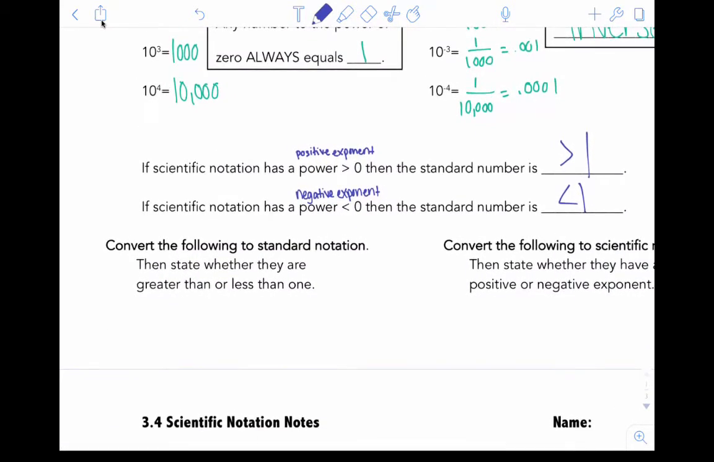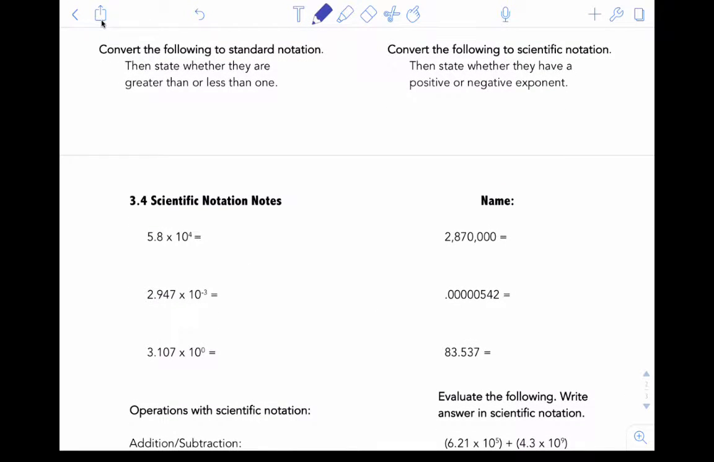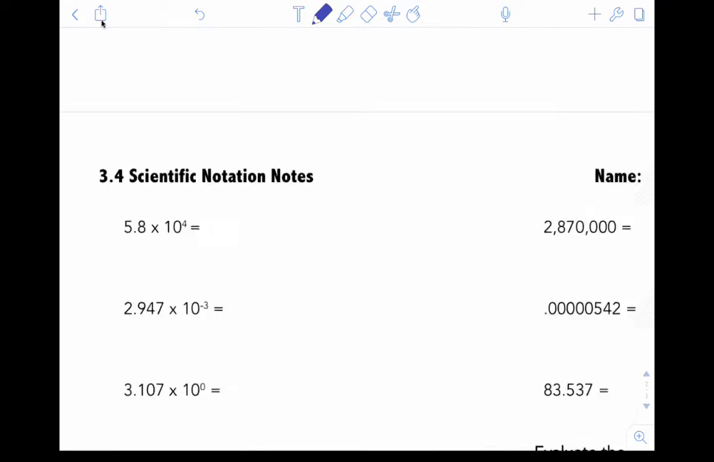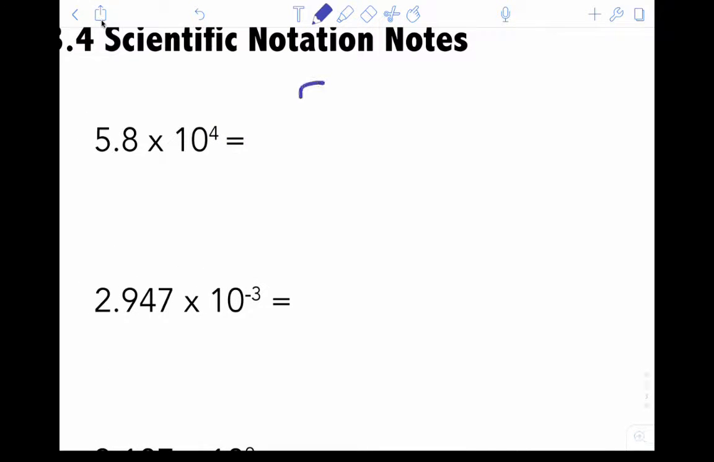So let's go ahead and work on converting these numbers from scientific notation to standard notation. Starting with 5.8 times 10 to the 4th, I'm going to write out 5.8, and then I can move my decimal place 4 times, because 4 is my exponent. 4 is positive, so this number is going to be a large whole number that's greater than 1, which means I'm going to move my decimal place to the right to make a larger number.